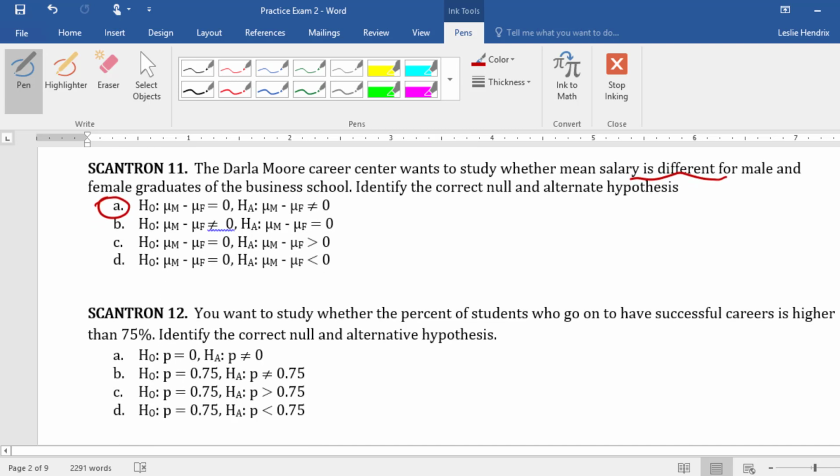And then if you want to study whether the percent of students who go on to have successful careers is higher than 75%, then it's a test about the proportion. So you've got p as your parameter. The null hypothesis always gets the equal sign, so that doesn't help us out very much. The alternative hypothesis is what you're looking for evidence for, and we're looking for higher than 0.75, so C is our answer.